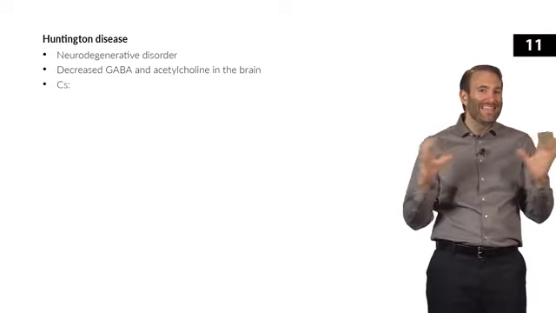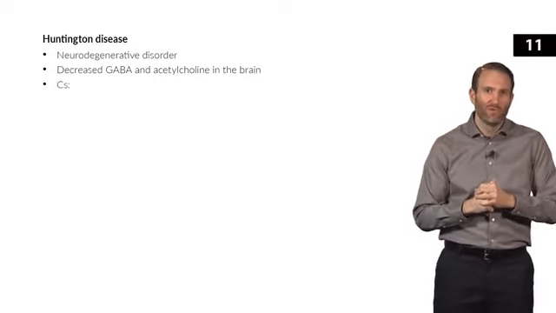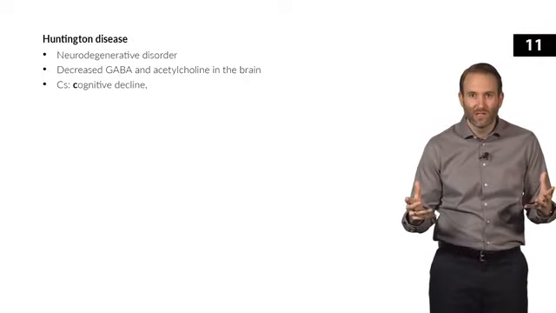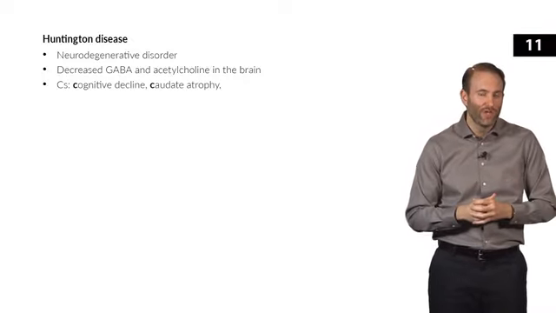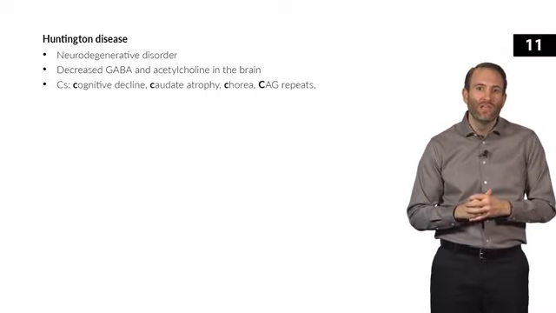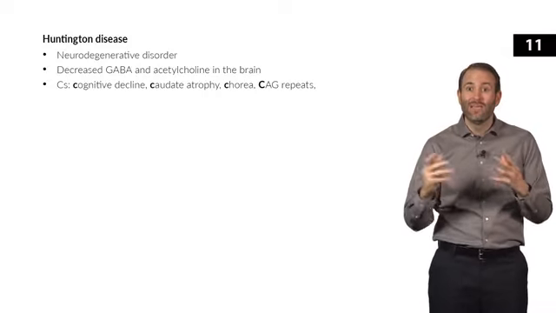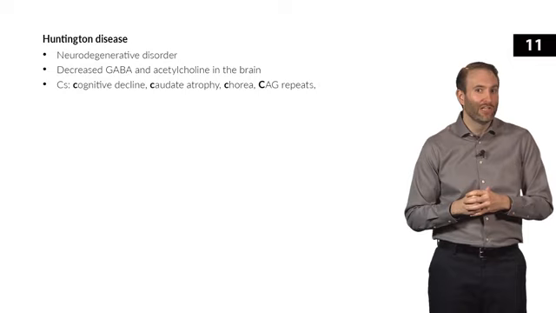So try to remember the C's of Huntington disease. That's how we're going to remember this. So they include cognitive decline, caudate atrophy, chorea, the CAG repeats. So this is a trinucleotide repeat disorder as well. And then we start to reach a little bit further after that.